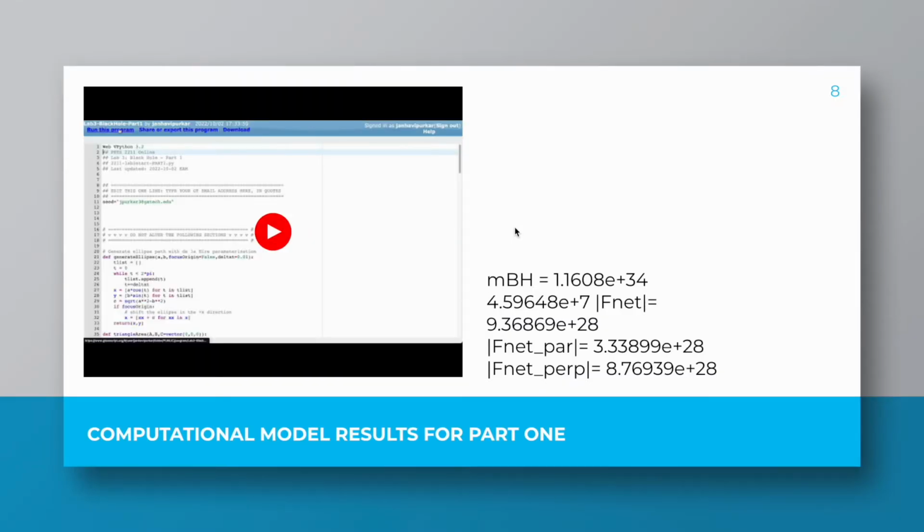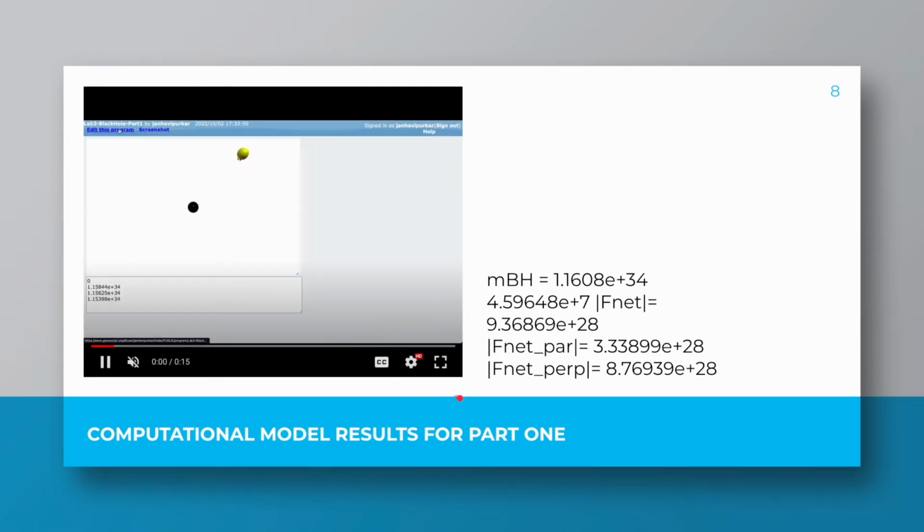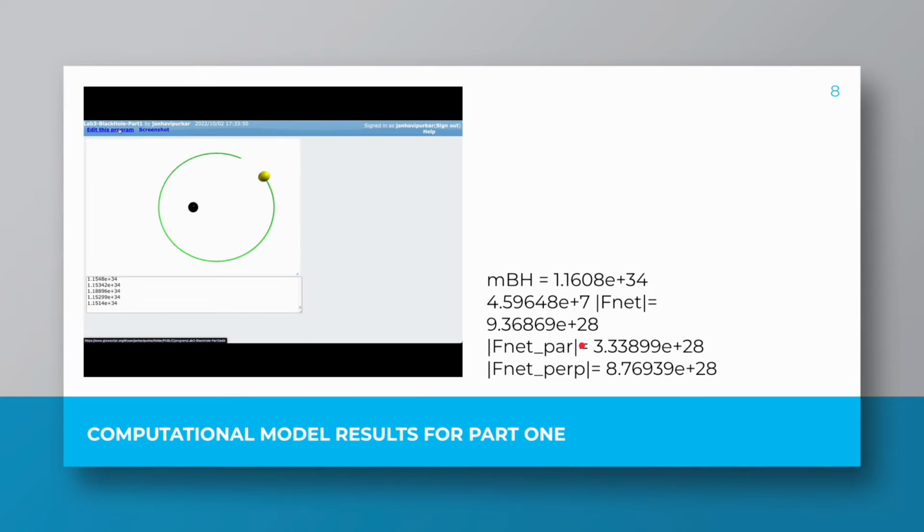So here are my results for running my code and my computational model for part 1. Here's my value for mass, F net parallel, and F net perpendicular. F net perpendicular in this video I'm about to show you is always pointing to the center of the orbit. F net parallel is always pointing in the direction of momentum. F net is the addition of both the parallel and perpendicular values. You can see that the arrow is pointing at its largest when the gravitational force is at its maximum value.